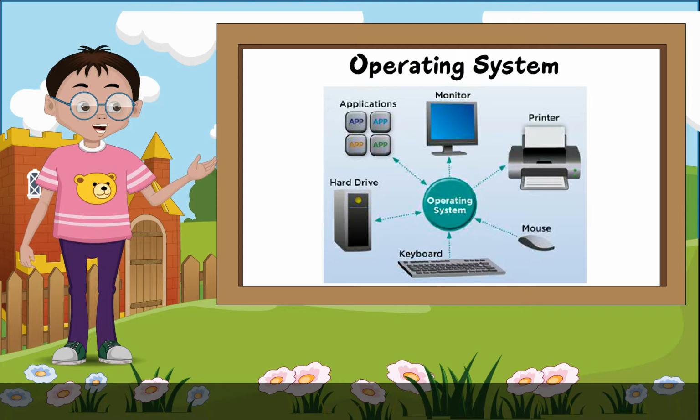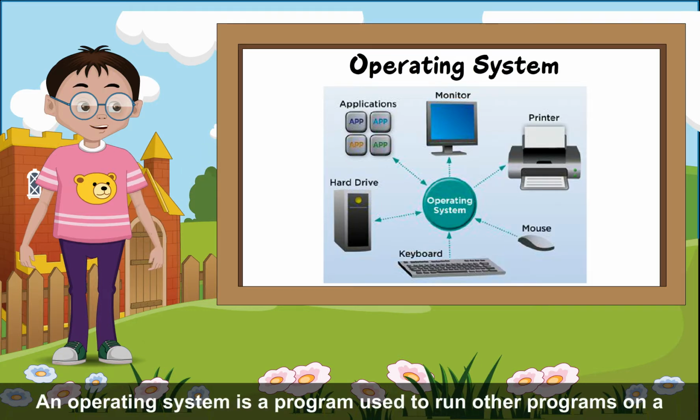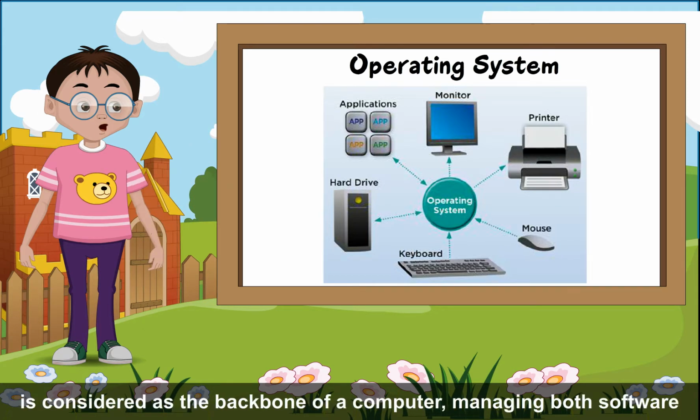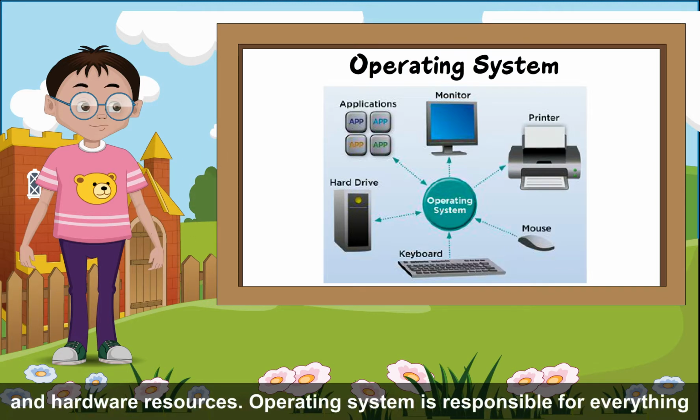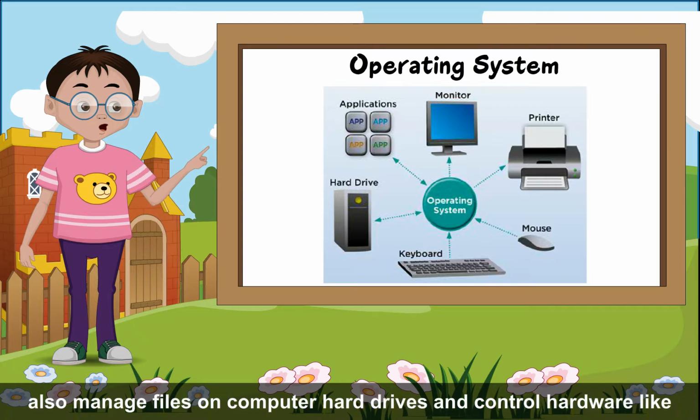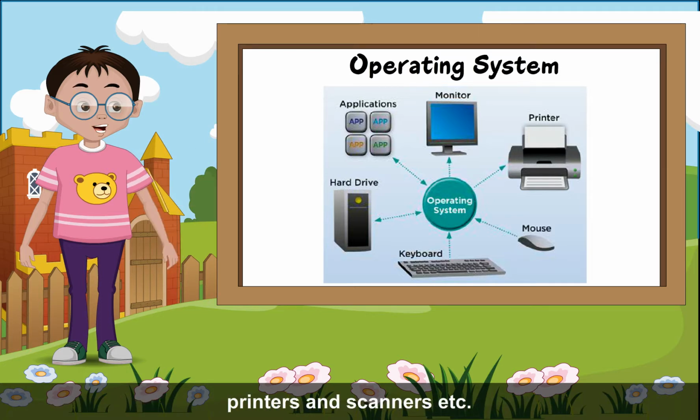Operating System. An operating system is a program used to run other programs on a computer. A computer's operating system, a most important program that is considered as the backbone of a computer, managing both software and hardware resources. Operating system is responsible for everything from control of displays to transmitting output to computer displays. They also manage files on computer hard drives and control hardware like printers and scanners, etc.